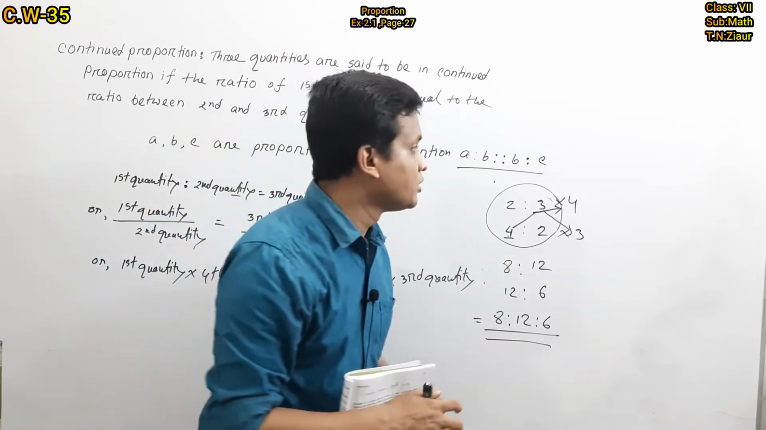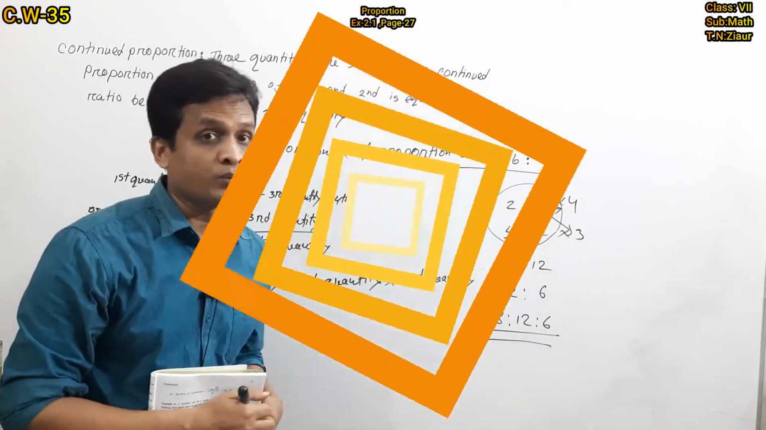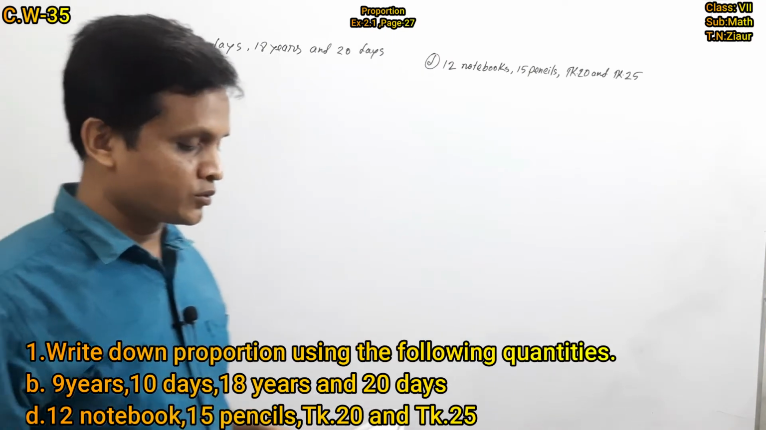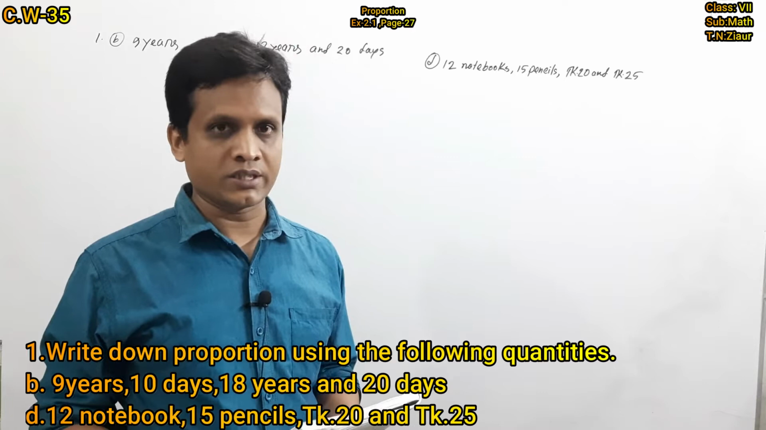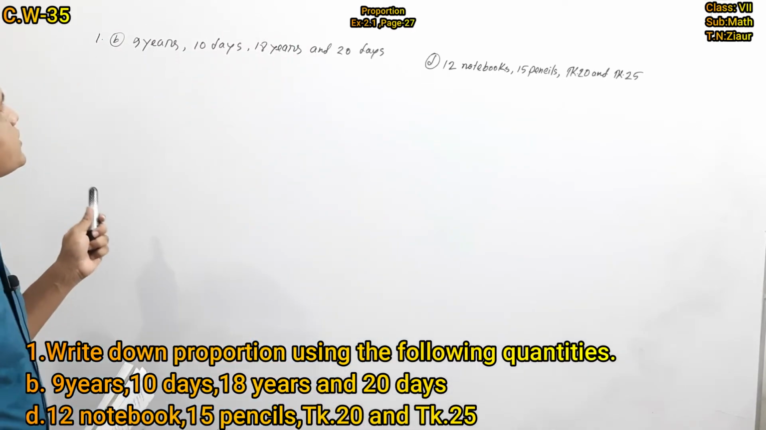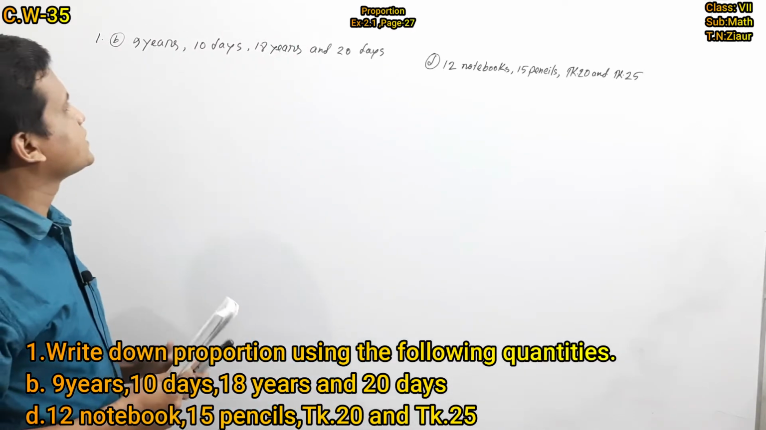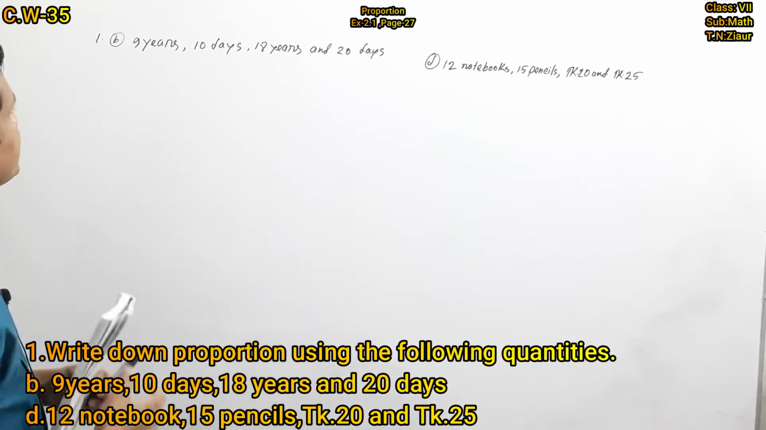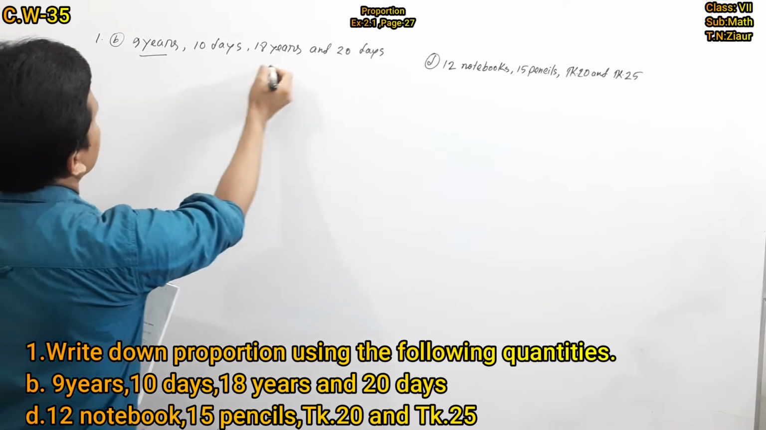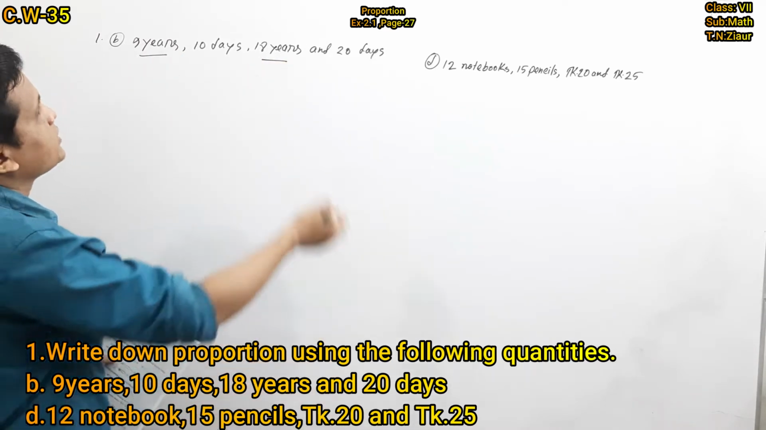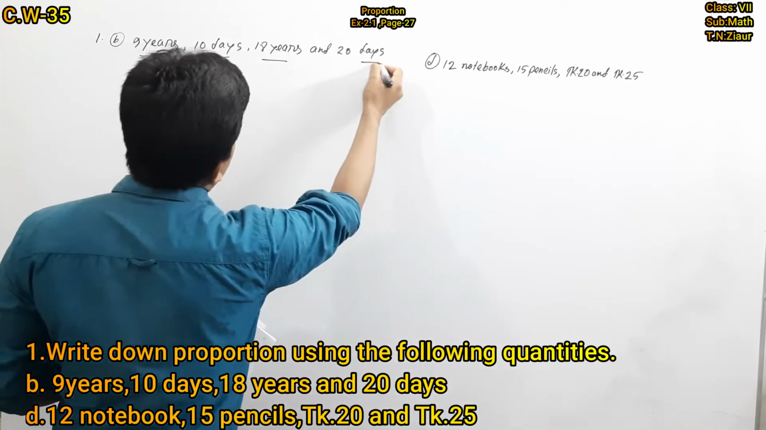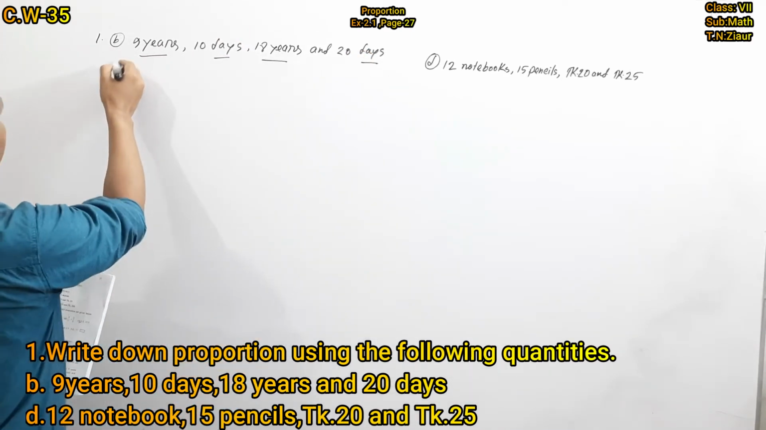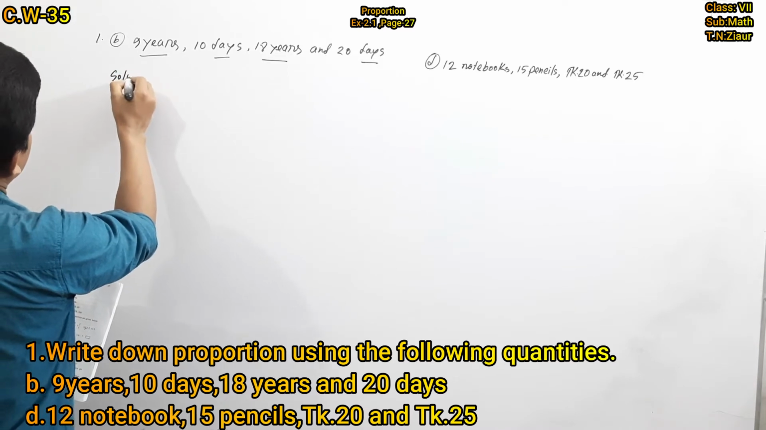Have you understood now? Okay, now we have to solve some problems. Okay students, now we have to solve number 1. Here given: write down proportion using the following quantities. So students, here given some quantities: 9 years, 10 days, 18 years and 20 days. So same quantity first we will write. This one is years, this one is years. This one is the same quantity, right? This one is days, this one is days. These are same quantities.